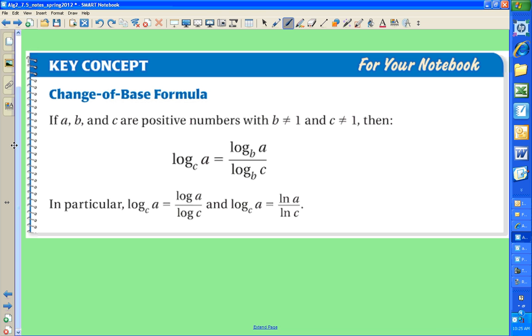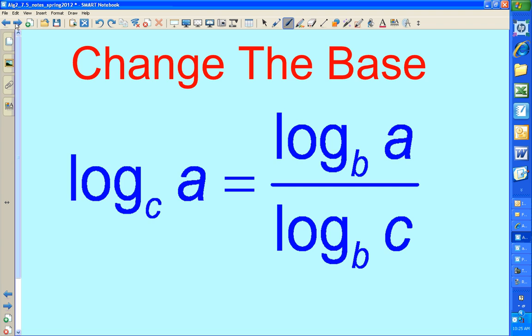Remember I told you to put a little star next to the quotient property? That's because people screw this up and think this is the quotient property because we have a quotient here. This is not the quotient property. This is the change of base property. And you notice that it's the log over the log. It is not the log of the quotient A over C. You have to do the log of A divided by the log of C. It's not the log of A over C.